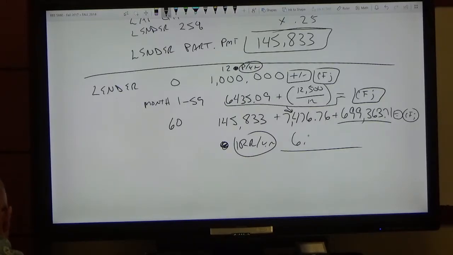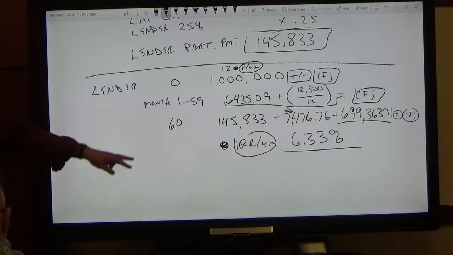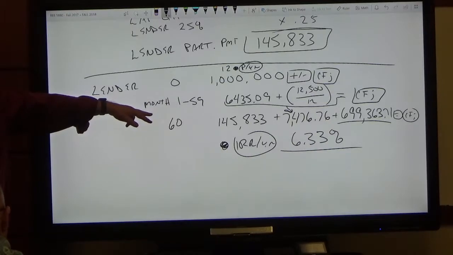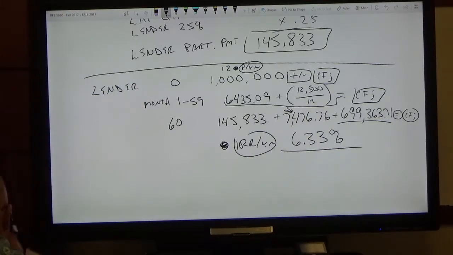Okay, looks like we get 6.33. Pretty straightforward. So that's your effective rate of borrowing. That would be the rate of return that the lender would receive off of this deal. Okay? So their stated interest rate is what? 2%. What they're really getting off of this deal is 6.33%.